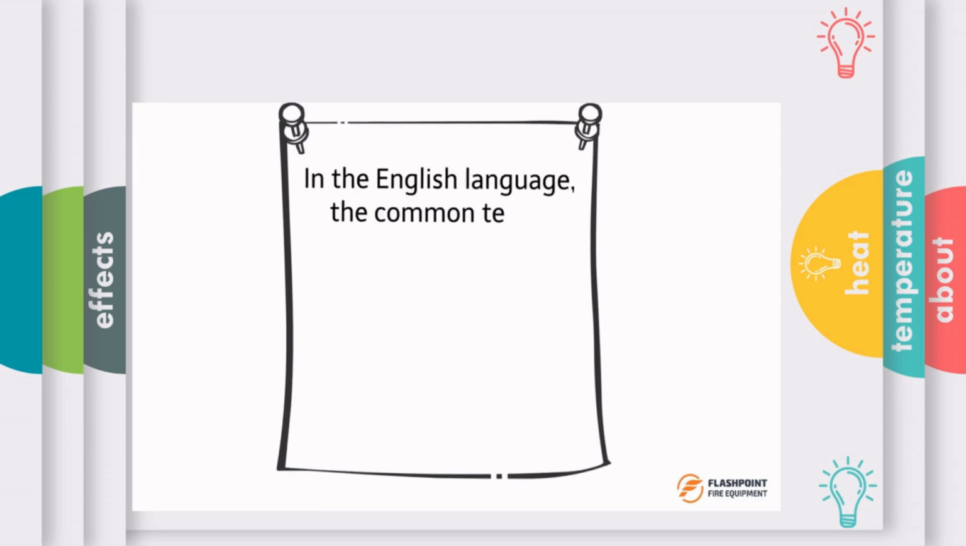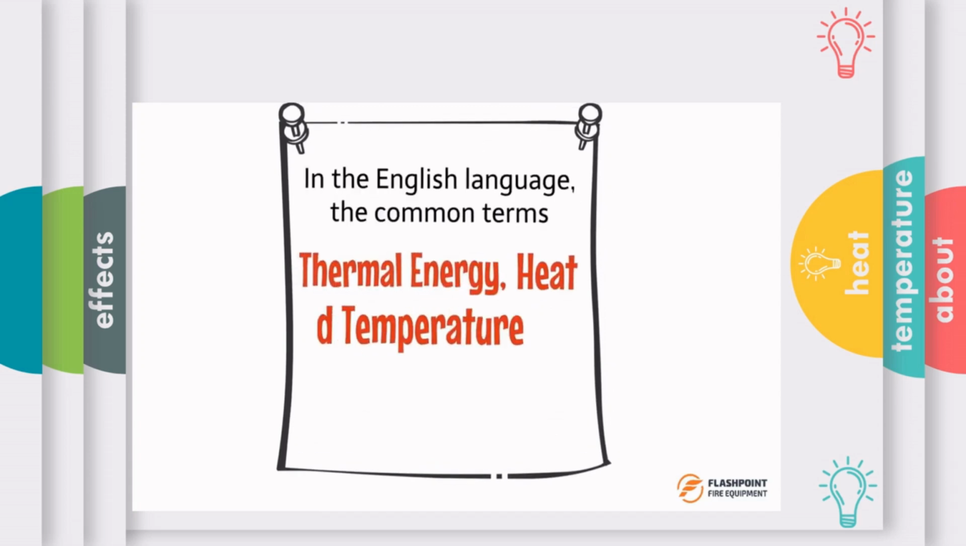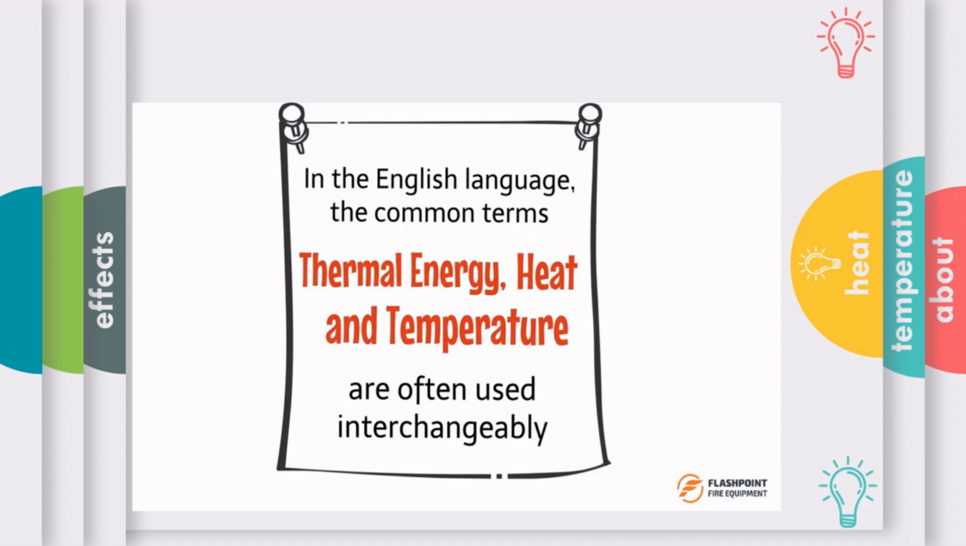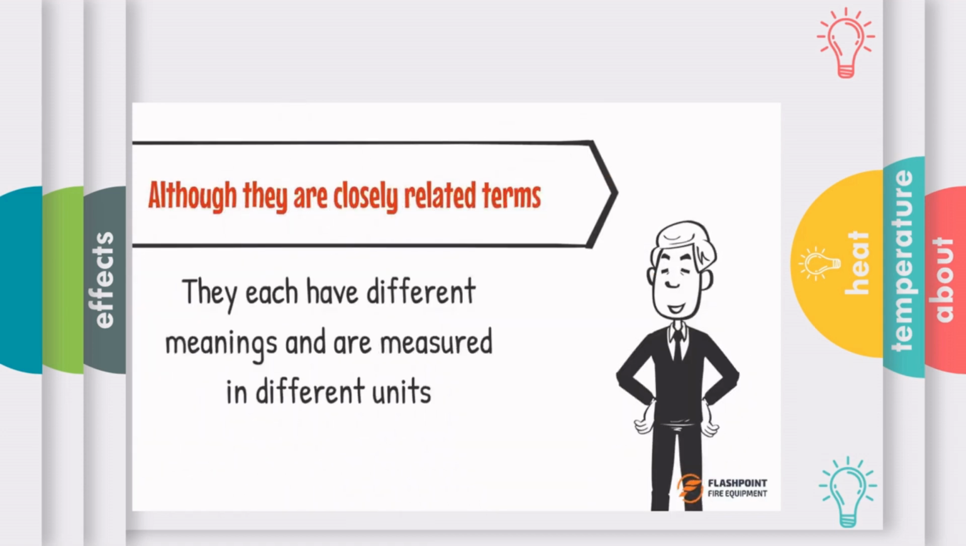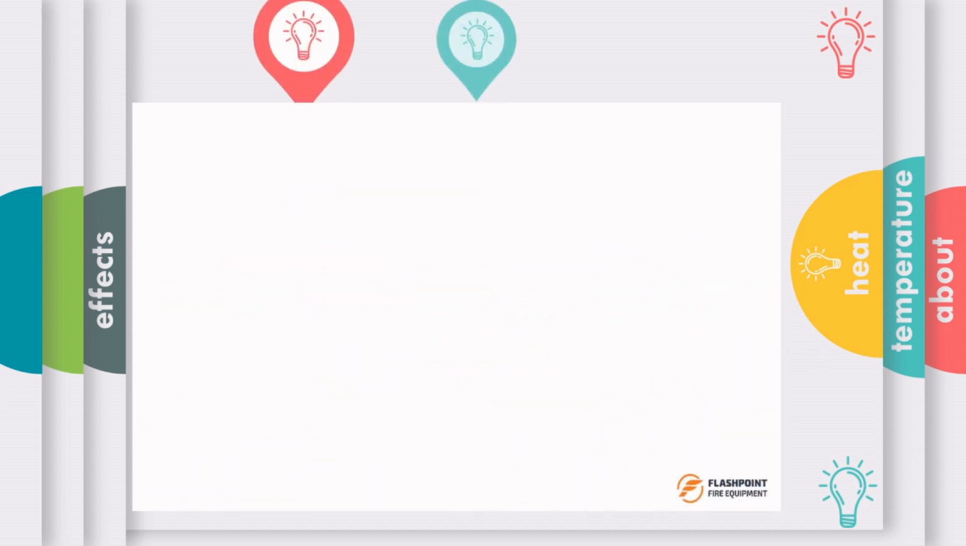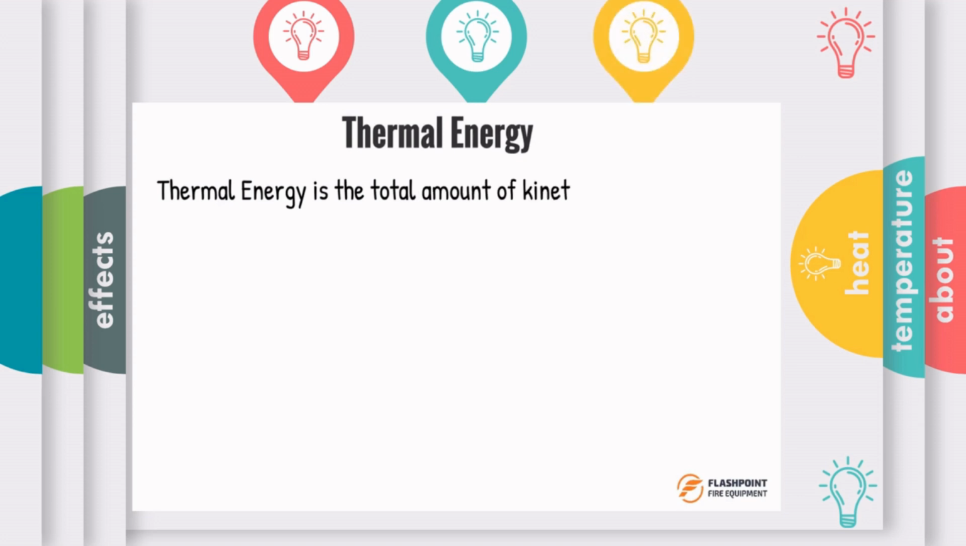In the English language, the common terms of thermal energy, heat, and temperature are often used interchangeably. Although they are closely related terms, they each have different meanings and are measured in different units. What are those differences again?